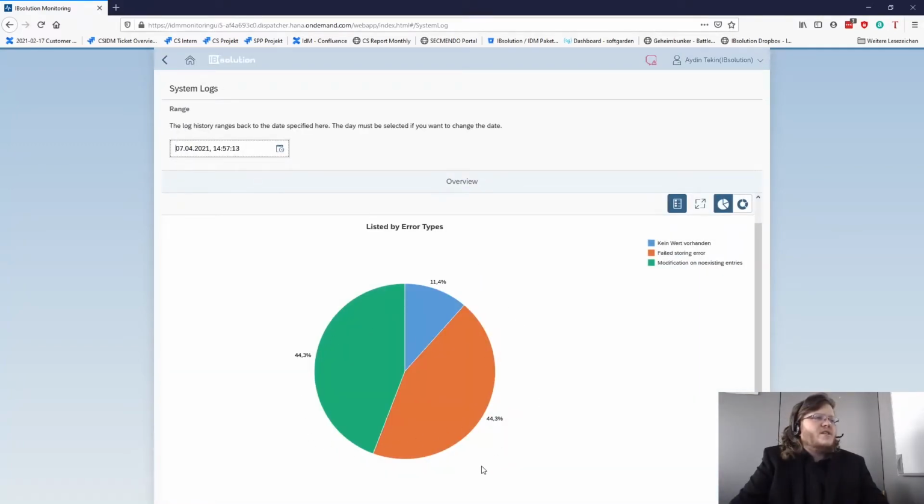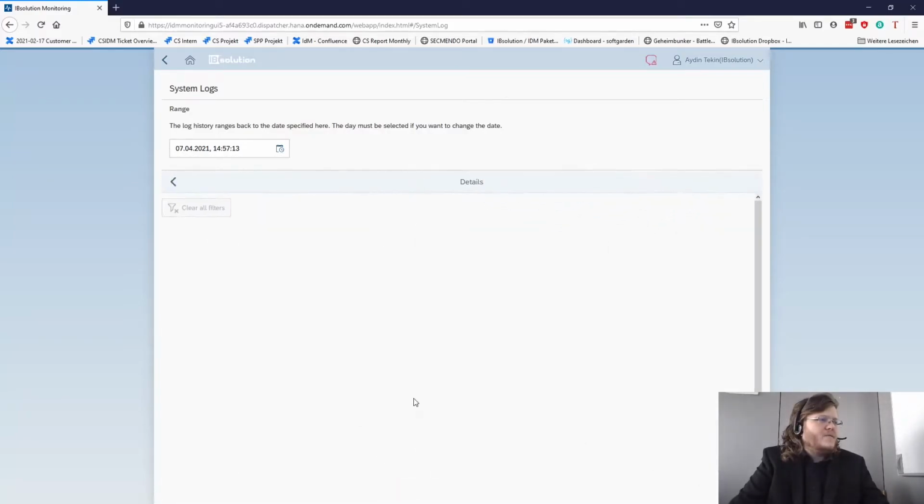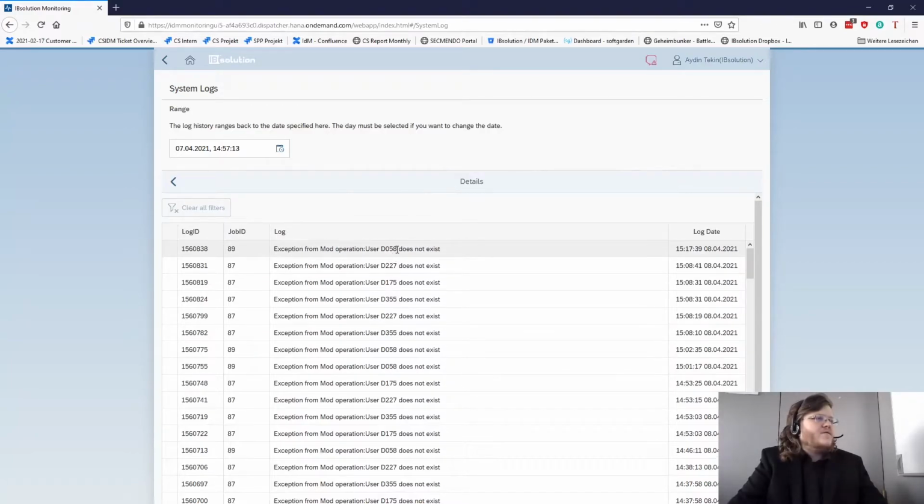You can see a pie chart here, which is a little bit more in depth if you have more issues. If we go even deeper and analyze one of the clusters, we can see that, for example, this user here, D058, had a modification attempt at 15:17 today, which did not work because the corresponding target system responded with: the user does not exist.